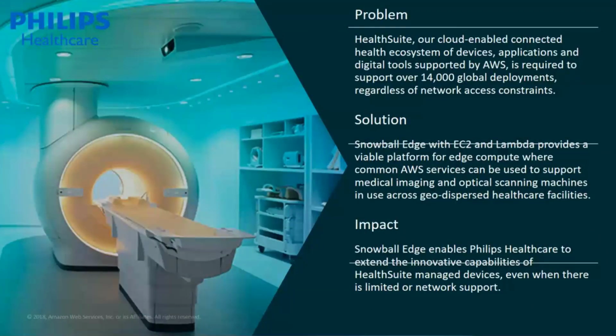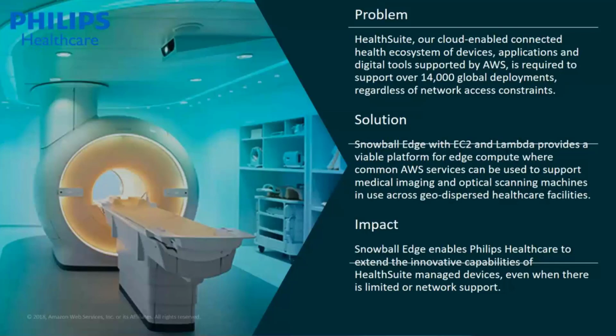So coming back to some of the industry use cases we mentioned before, let's take a brief look at Philips Healthcare. As part of their Health Suite offering, Philips manages a pretty complex health ecosystem of digital tools backed by AWS to support over 14,000 global deployments, often in locations where network access constraints are prevalent and can introduce unnecessary risk to healthcare operations that rely on the Health Suite platform.